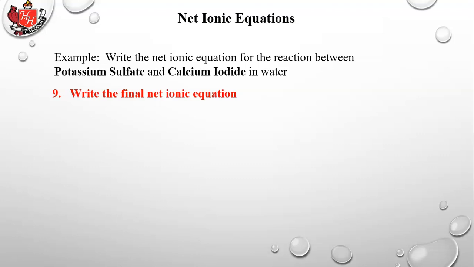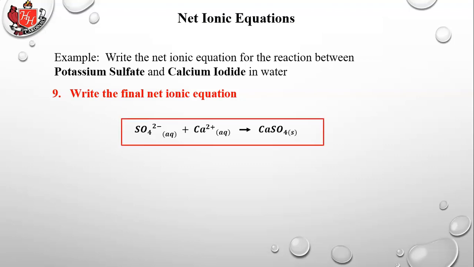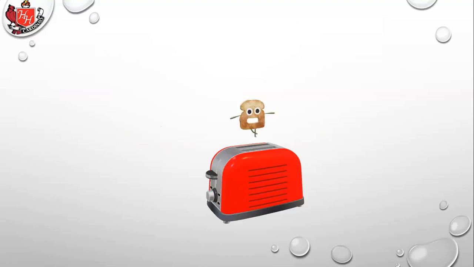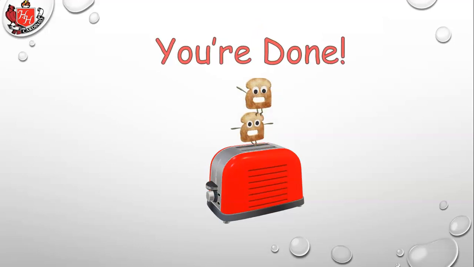So write the final net ionic equation, and there it is. You get rid of the spectator ions, and that is the final net ionic equation. That's the final step of this process. And you are done. Okay, so that's a long process.